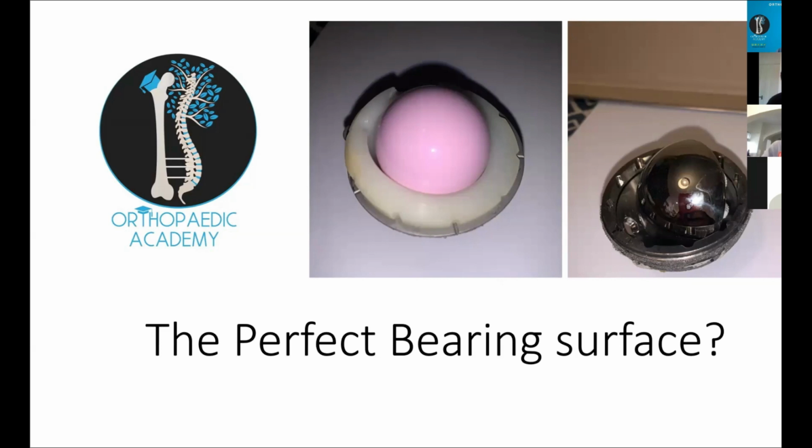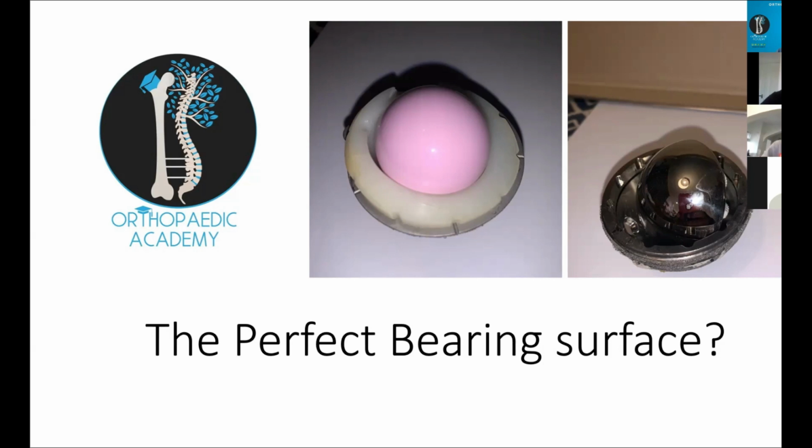So metal and metal prostheses have a good track record, as they provide wear particles which are smaller in size and less susceptible to wear. So they have a good track record regarding wear. However, they might lead to other problems such as pseudo tumors.